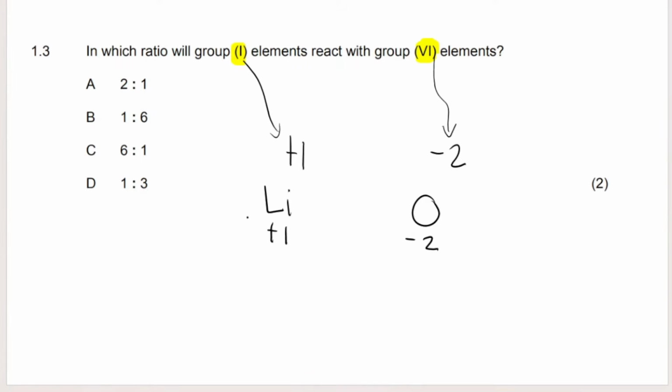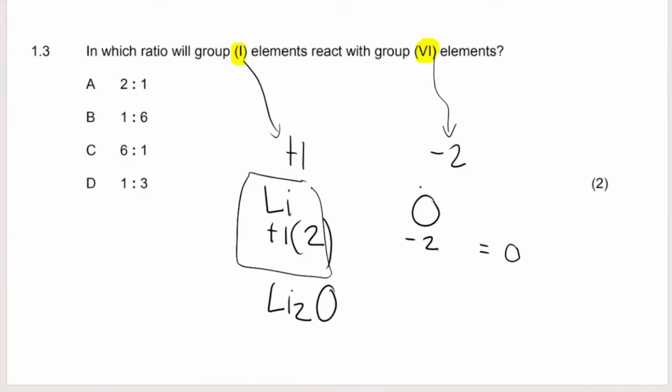What this means, everybody, is that lithium may give away 1 electron to form a +1 ion, a cation, but oxygen needs 2 electrons. So in order to react, in order to form a neutral compound, how many lithium atoms do I need? I need 2 lithium atoms. So it'll be Li2O. That means that I need 2 of my group 1 elements for every one of these that I have. So my answer is A.